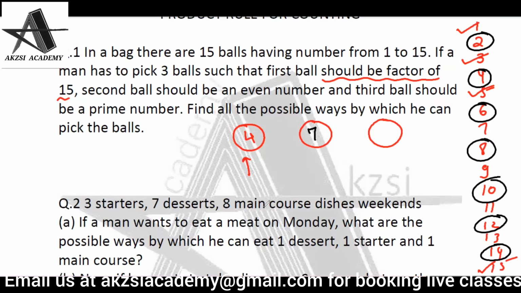Next, the third ball should be a prime number. Greater than 6, it's not mentioned in the question, but the prime numbers greater than 6 are 7, 11, 13. So I can fill it in 3 ways. So finally, 4 times 7 times 3, I can fill it in 84 ways.